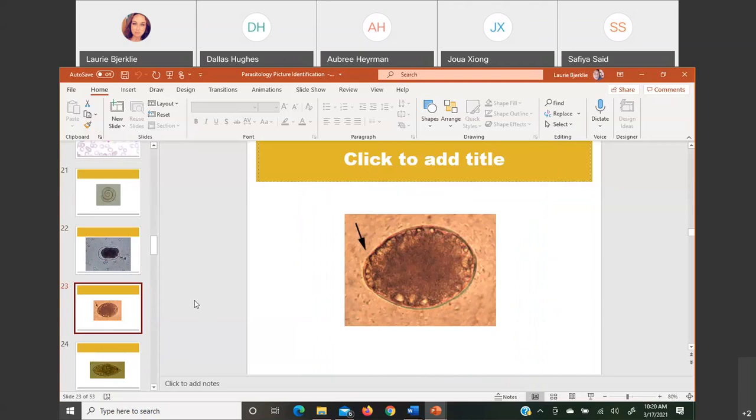Good. This one is Diphyllobothrium latum coming from fish. So one of the keys is it has this little operculum cap at the one end that it's pointing to, but Diphyllobothrium latum from fish.